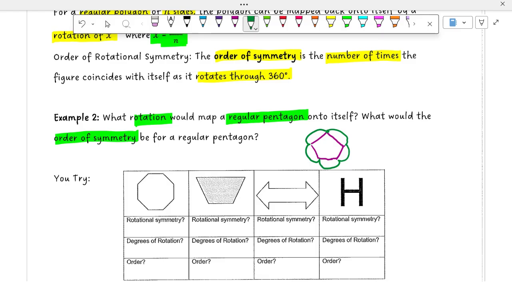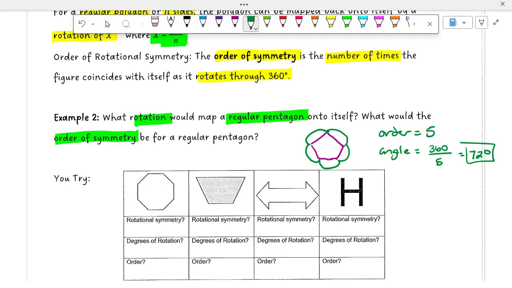So if the order of symmetry is equal to 5, what's the angle of rotation? 72. How'd you get it? If we do 360 divided by 5, that's 72 degrees. Any questions on that?